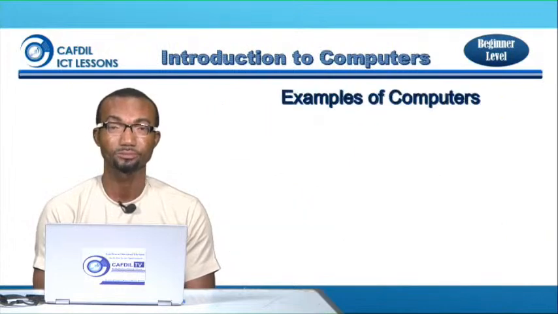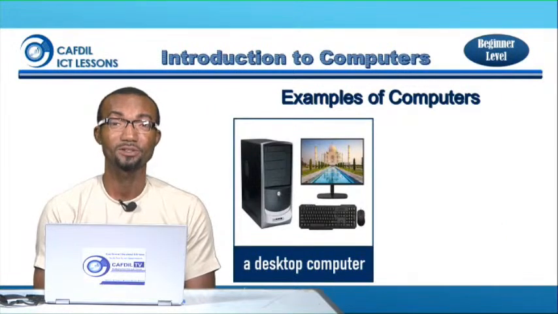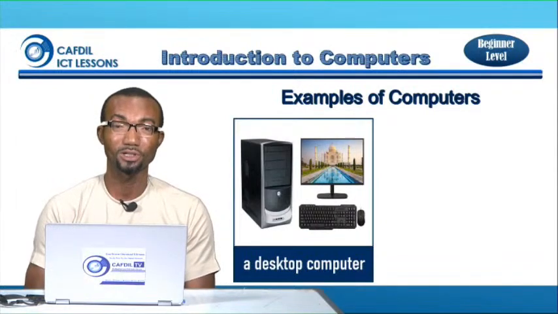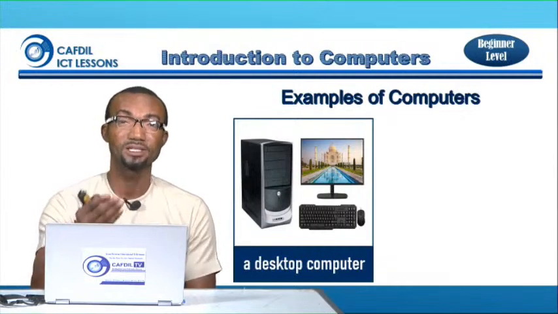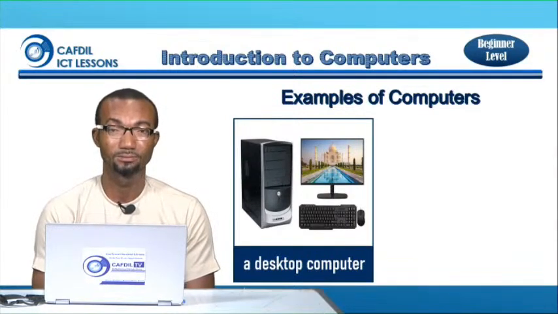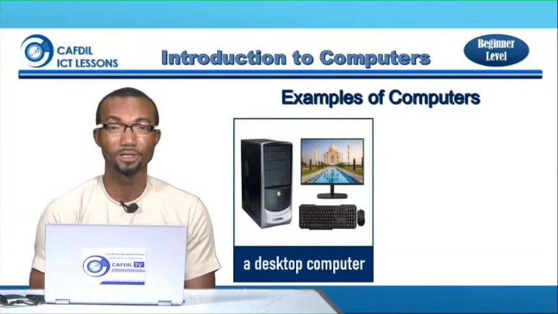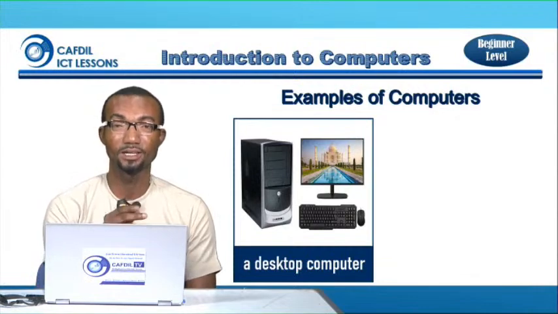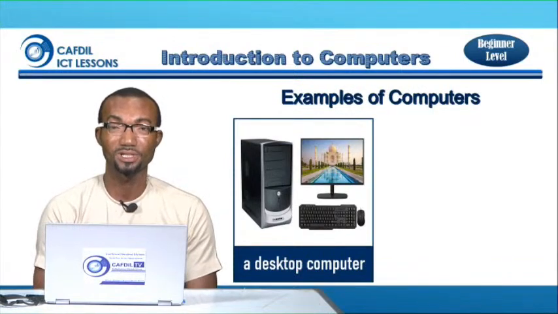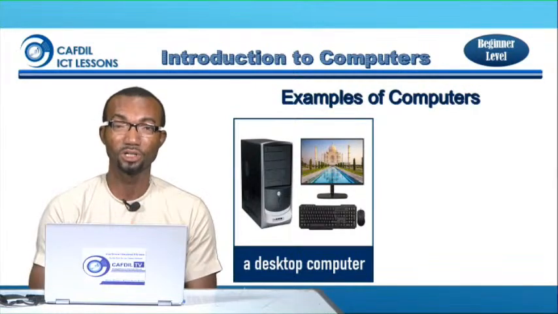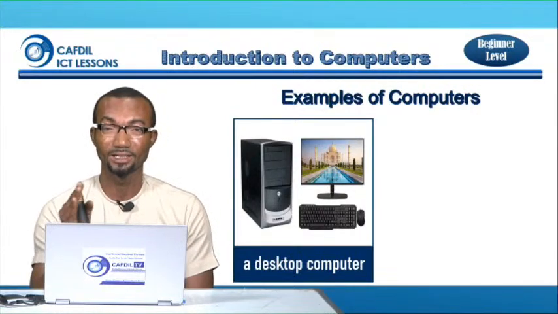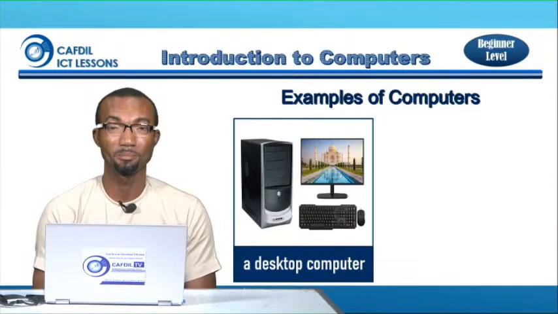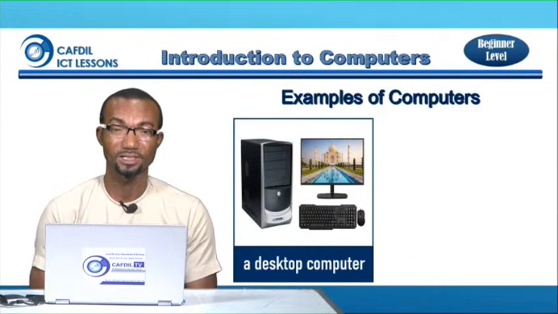One, we have a desktop computer. This desktop computer got its name from the fact that we place this computer on a desk. That is why we call it a desktop computer. A desktop computer will have a separate system unit, that is the case you see there. The monitor, that is the one that looks like the television. You have the keyboard in front of the monitor, and then that small device you see there is the mouse. So this is a desktop computer, an example of a computer.